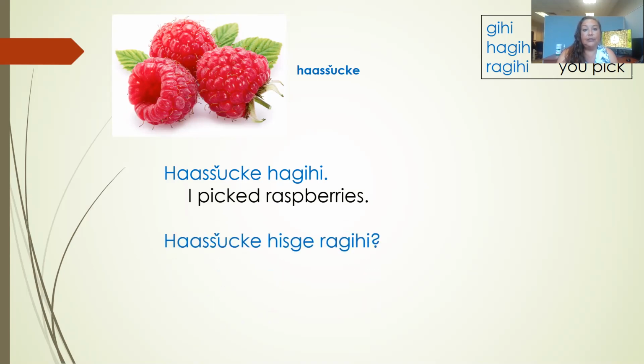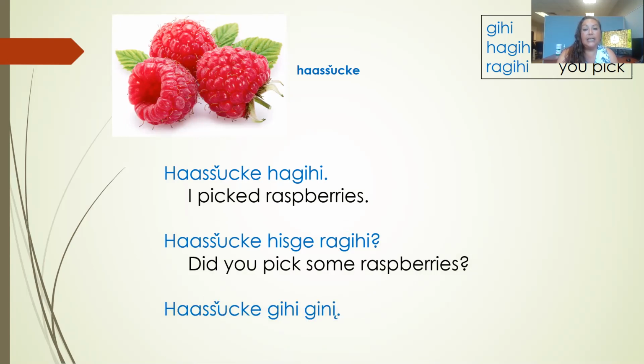Okay, let's see if you can figure this one out. Hashuchke hiske ragihi. There's that word hiske again. Did you pick some raspberries?